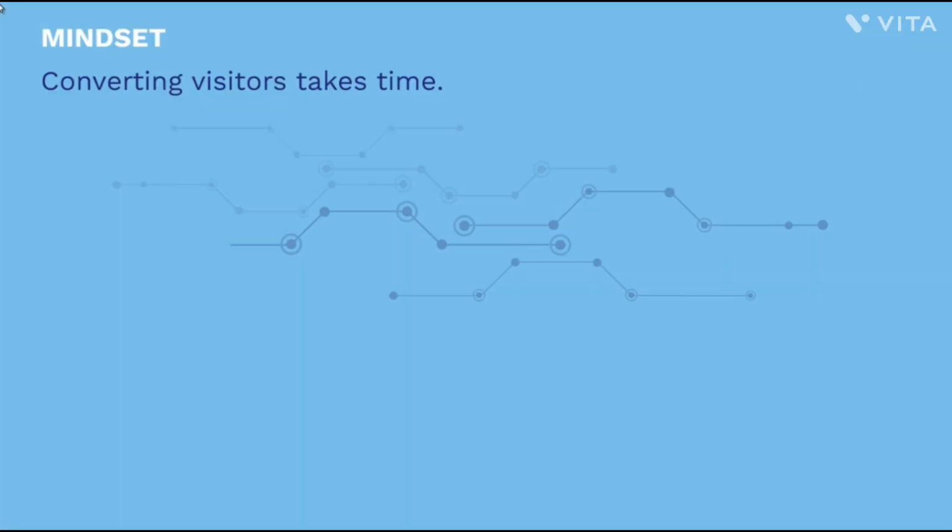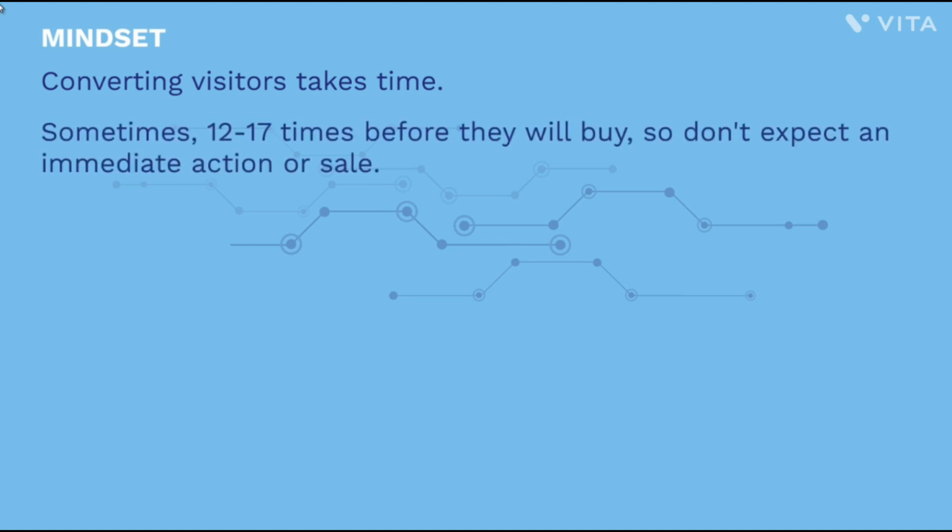All right, so let's talk about mindset, because I'm a big believer of having the right mindset before you get started. I want you to realize that you're not going to make a sale or get leads right away just by setting up a Facebook retargeting campaign. Converting visitors really does take time. To be realistic, sometimes it takes 12 to 17 touch points, meaning you have to get in front of them 12 to 17 times before they will buy. So I want to make sure that you don't expect an immediate action or an immediate sale.